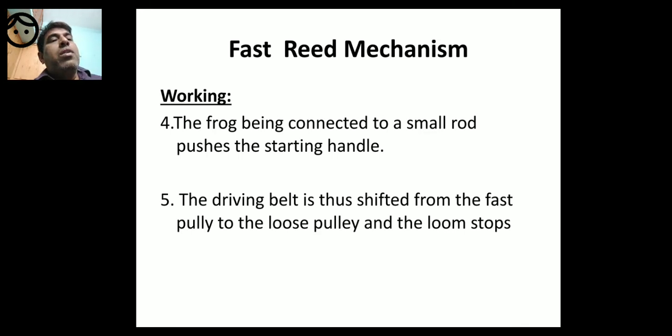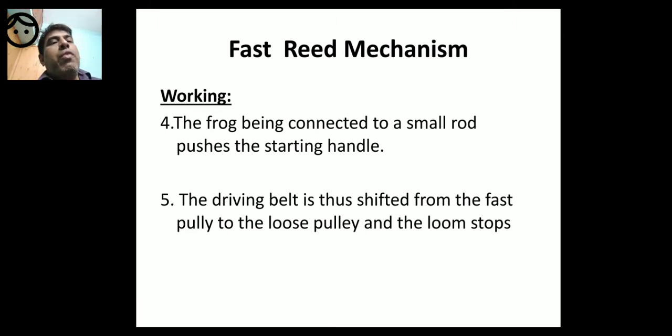The frog, after being hit by the dagger and being connected to a small rod, therefore pushes the starting handle. The driving belt is thus shifted from the fast pulley to the loose pulley, and the loom stops.